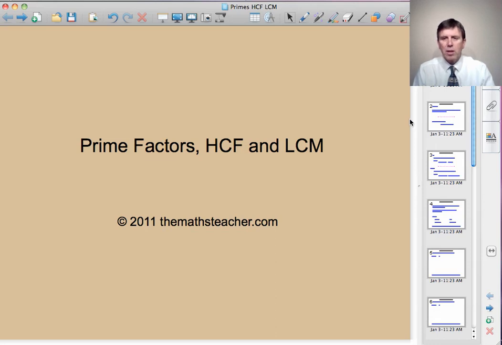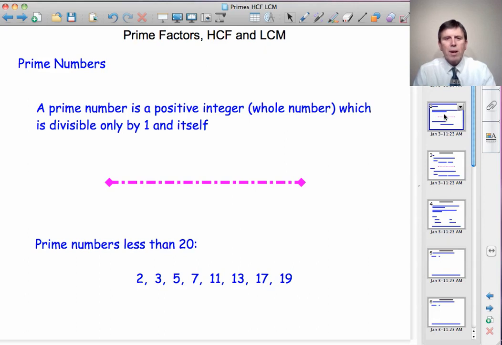To start with, we'll need to know what a prime number is. A prime number is a positive integer. Now an integer is just a whole number which is divisible only by 1 and itself. So it's not a prime number if any other number divides into it. I've listed here the prime numbers less than 20. They don't stop at 20, they go on forever. But let's have a look at the small prime numbers.